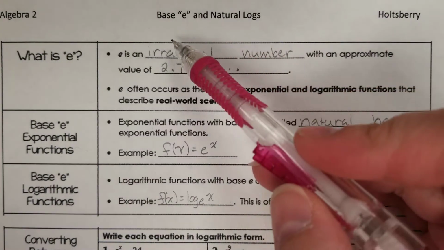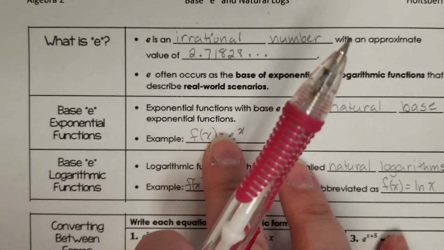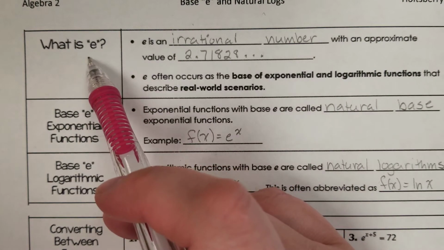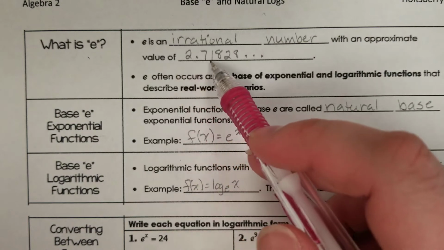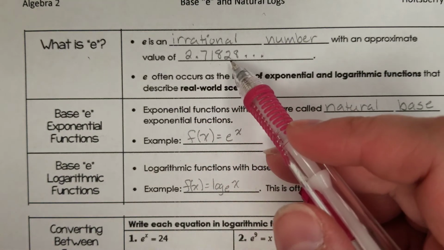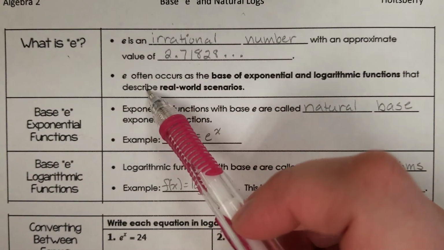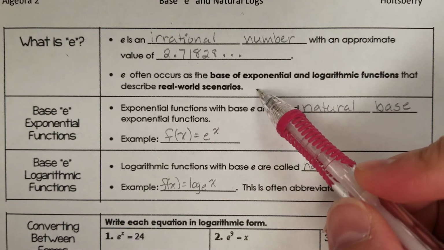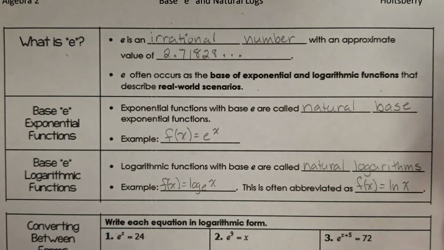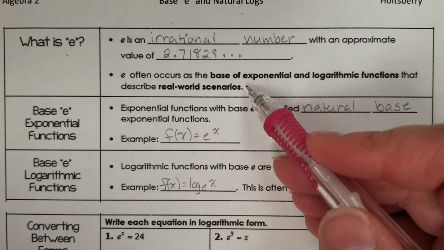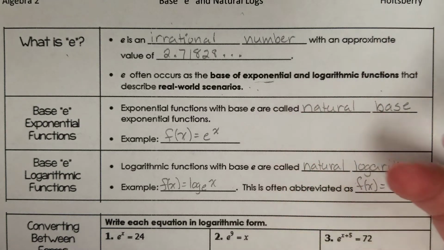All right, so the next thing we're doing with logs is base e, the natural logs. So e is now a variable that's going to have a specific value, and e is an irrational number with an approximate value of 2.71828. And then because it's irrational, it's just going to continue on and on forever. Right. And e often occurs as the base of exponential and logarithmic functions that describe real-world scenarios. So if we're talking about the whole virus situation happening right now, I'm sure the exponential function that models the spread of the virus involves an e somewhere.